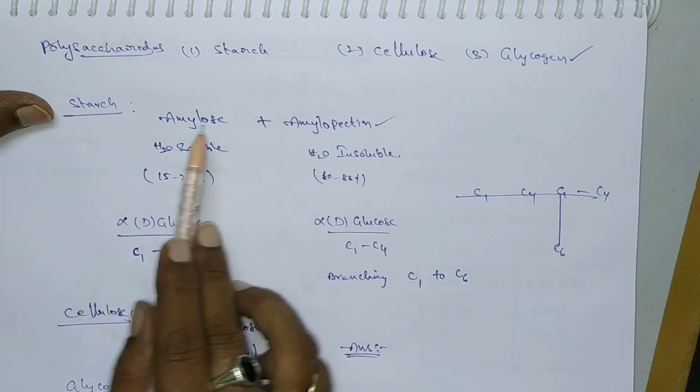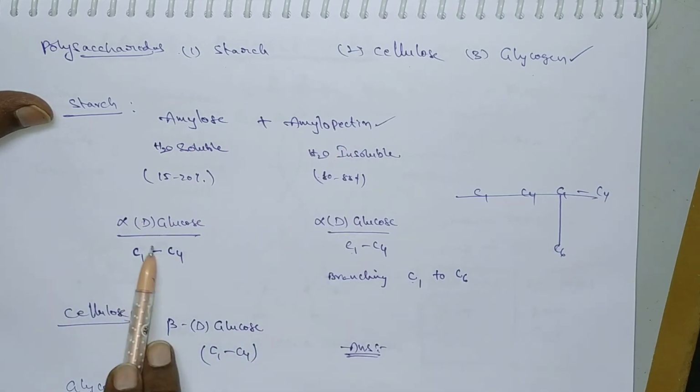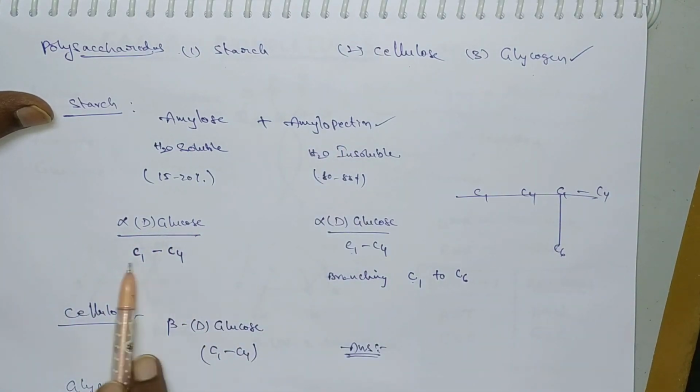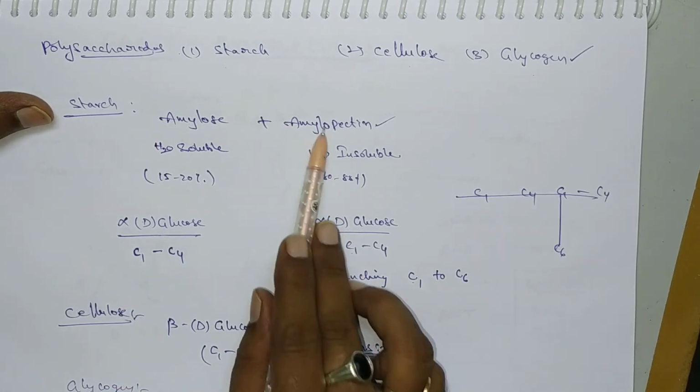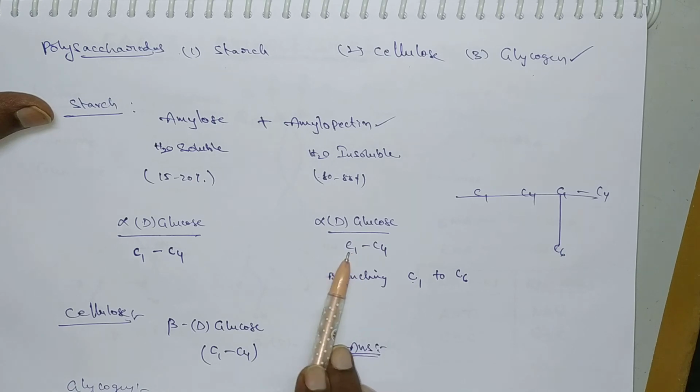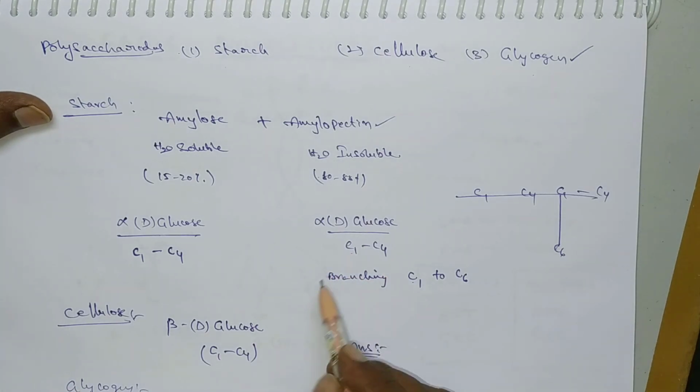In case of starch, amylose and amylopectin are there. So here there exists alpha D glucose. The point of linkage is between C1 and C4. In case of this one, the point of linkage is C1 and C4 and the branching will take place. In case of amylopectin, there exists branching.